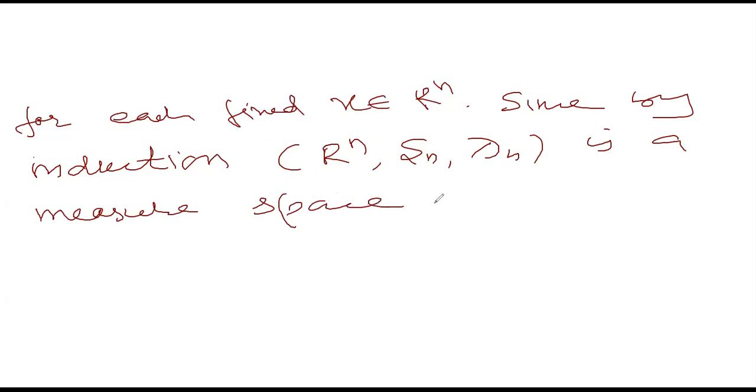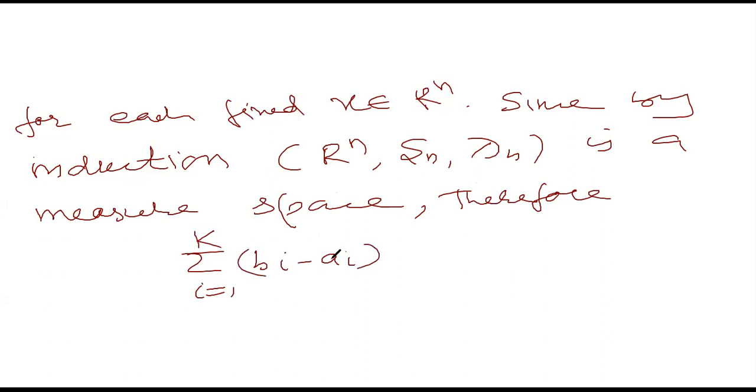So therefore by applying the same result, this whole summation i runs from 1 to k, summation i runs from 1 to k, this is b_i minus a_i. Now this is fixed, b_i minus a_i into the Lebesgue measure on R^n. This will increase to b minus a into the Lebesgue measure of A, into the Lebesgue measure of A.